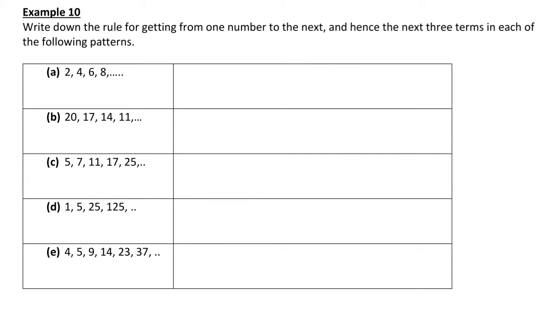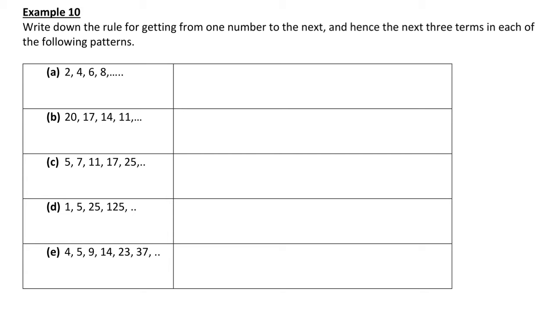So example 10. Write down the rule for getting from one number to the next, and hence the next 3 terms in each of the following patterns. So to get from 2 to 4 to 6 to 8, so that's a difference of 2, difference of 2, difference of 2. So the rule from getting from one term to the next is add 2 each time. And the next 3 numbers are going to be 10, 12, and 14.